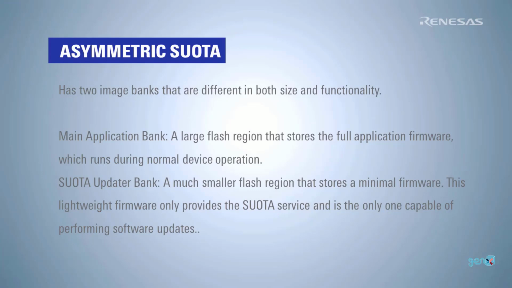First, let's understand what is asymmetric SUOTA. Asymmetric SUOTA uses two image banks that are different in both size and functionality. The main application bank has a large flash region that stores the full application firmware, which runs during normal device operation. While the SUOTA updater bank has a much smaller flash region that stores a minimal firmware. This lightweight firmware only provides the SUOTA service and is the only one capable of performing software updates.